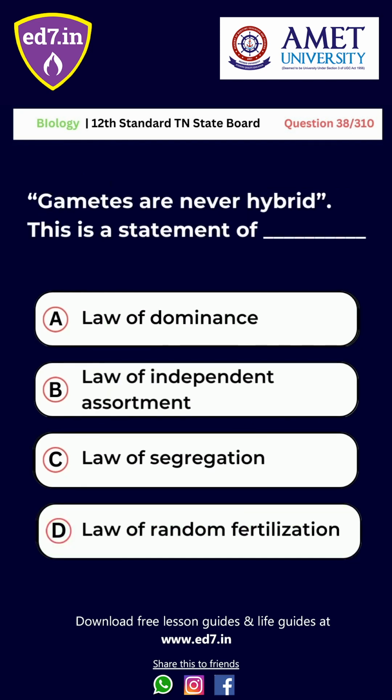Question number 38. Gametes are never hybrid. This is a statement of option A, law of dominance. B, law of independent assortment. C, law of segregation. D, law of random fertilization. And the right answer for this question is option C. Law of segregation.